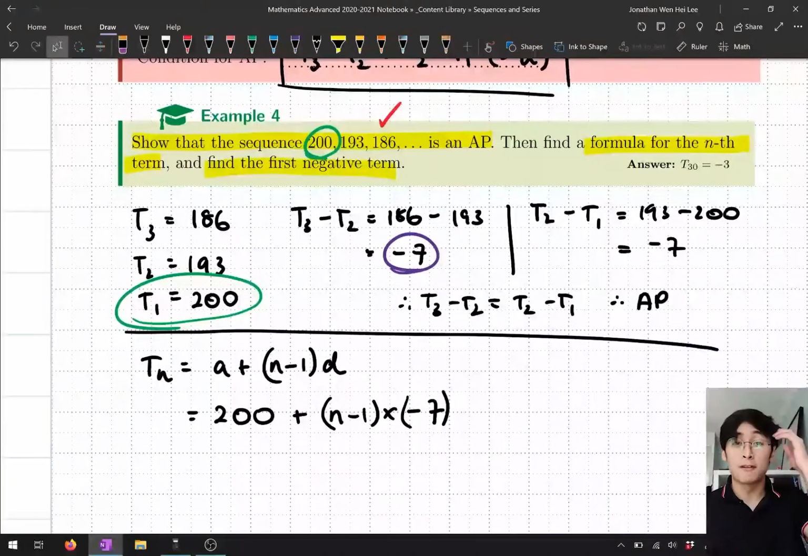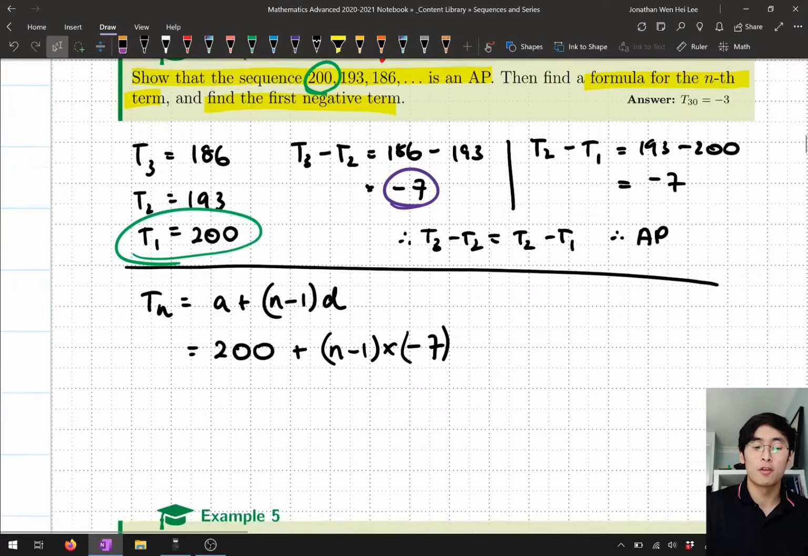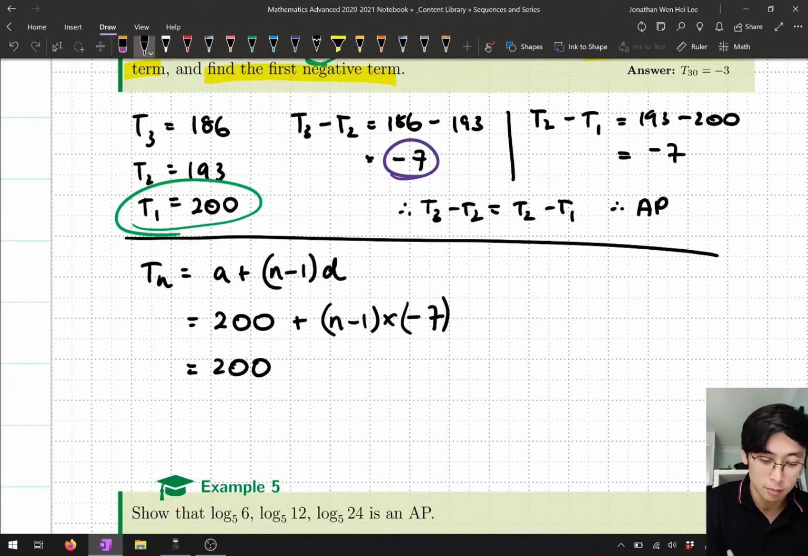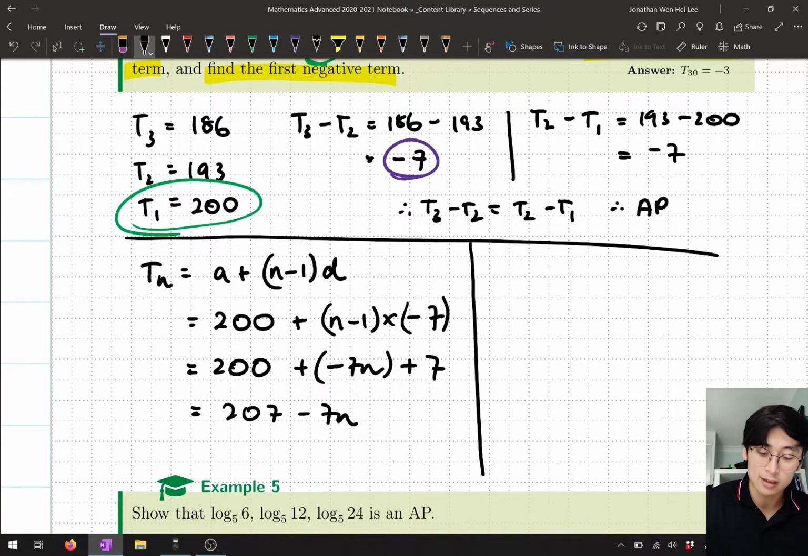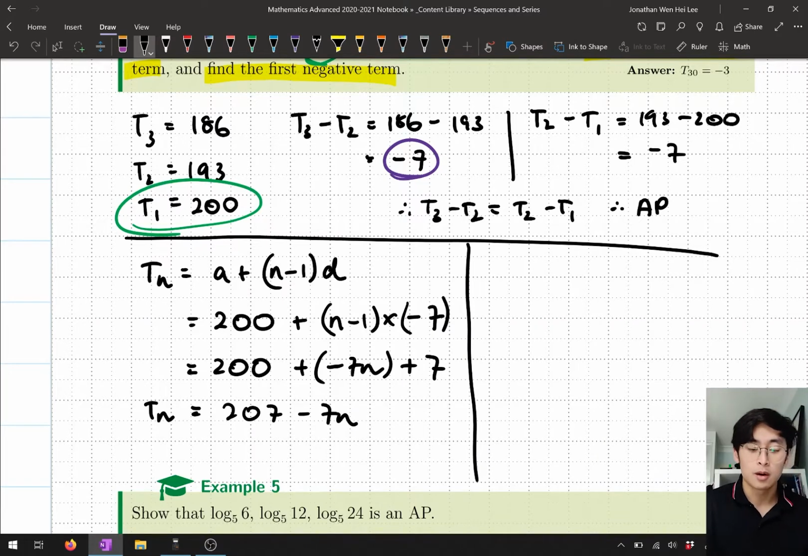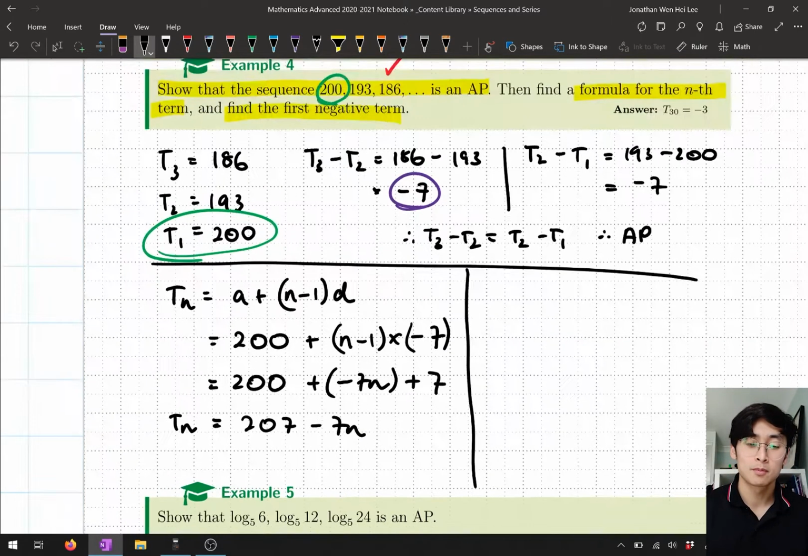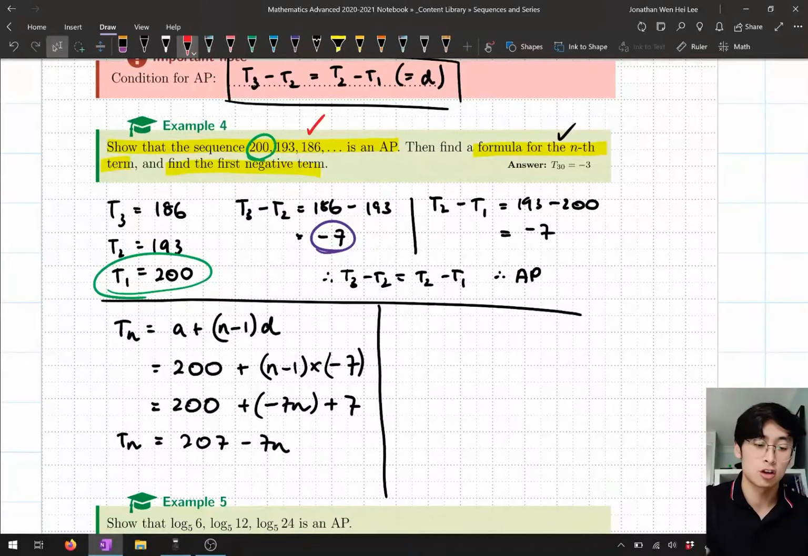Okay, and we can start to simplify this and we'll get a simpler version of our formula. Here, this becomes 200 plus -7 times n, which gives me -7n, plus -1 times -7, which means +7. And so here I get 207 minus 7n. So that's our formula to figure out the nth term in our sequence: Tn equals 207 minus 7n. And so we've done this second part, found a formula for the nth term. The next step is to find the first negative term.